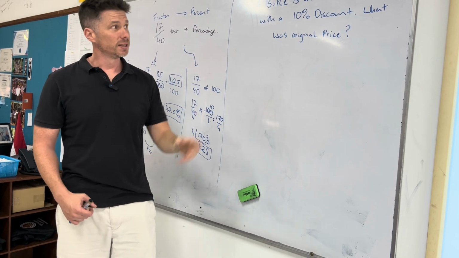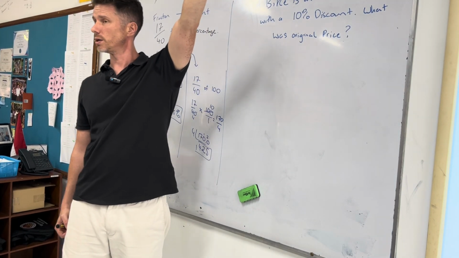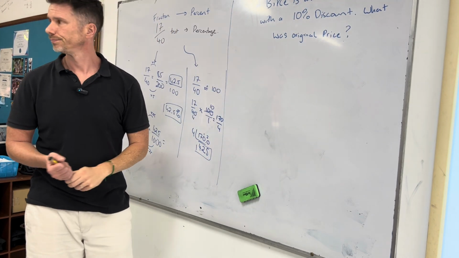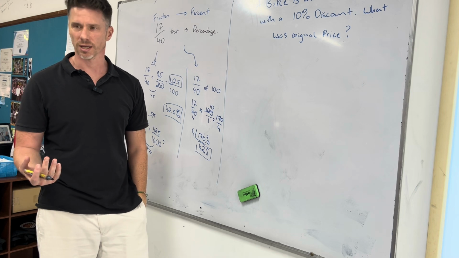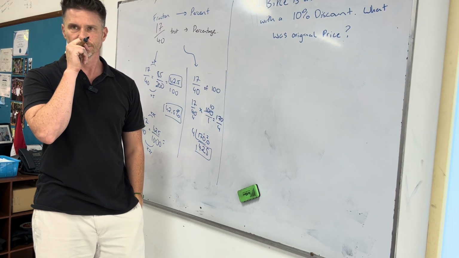That's the problem. The 10% is not taken off this. It's taken off whatever the original price was. So getting 10% of this is not going to help us. But when we add the 10%, isn't it just 10% of the wrong thing? Isn't it 10% of that? And then plus it.